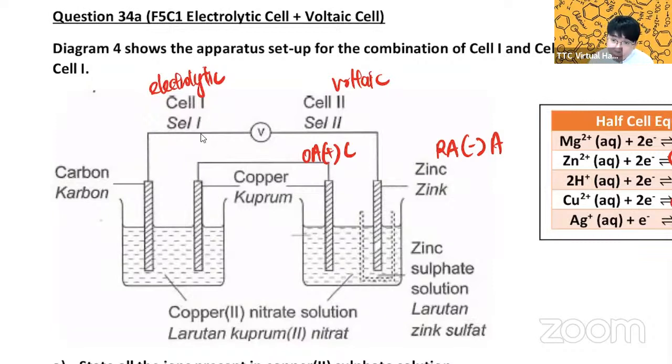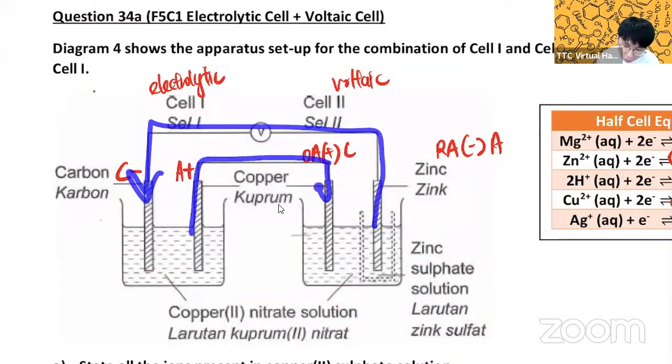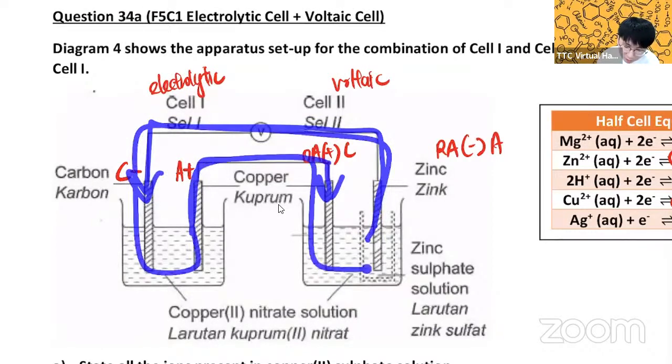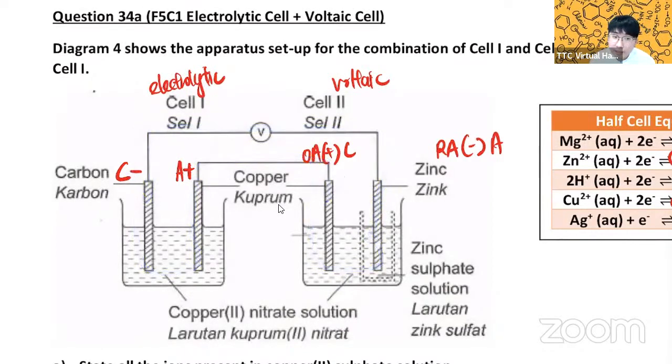So the copper in cell 1 is connected to the copper in cell 2, which is a positive terminal, right? This copper should be a positive terminal. Then carbon connected to zinc is a negative terminal. I told you voltaic cell, anode is negative. Electrolytic cell, is it still anode negative? It's anode positive. So anode positive terminal, cathode negative terminal. One way to check is that electron flow must always be from anode to cathode. You see electrons flow from anode to cathode. Do you see this is a complete circuit? Then that's a correct labeling.